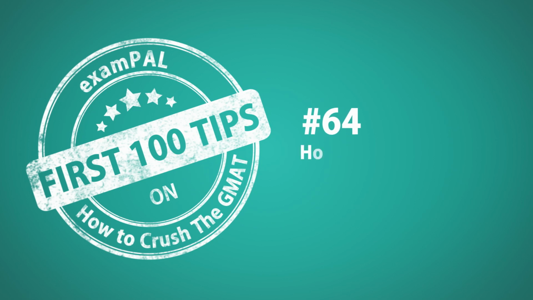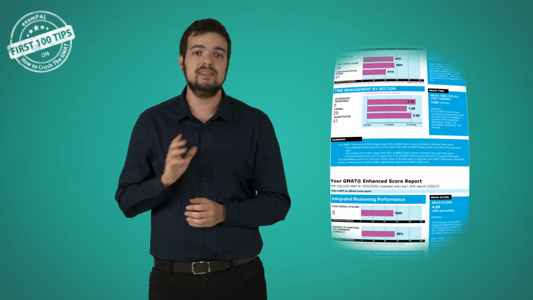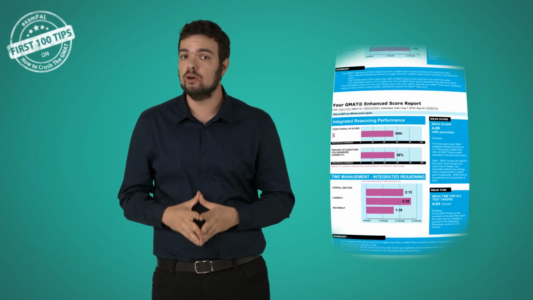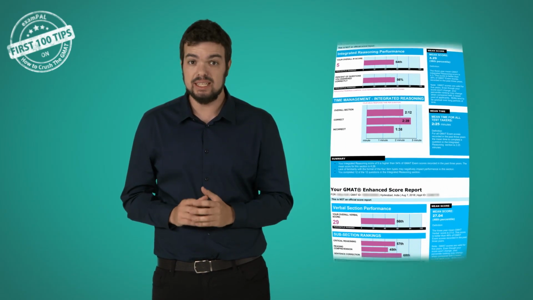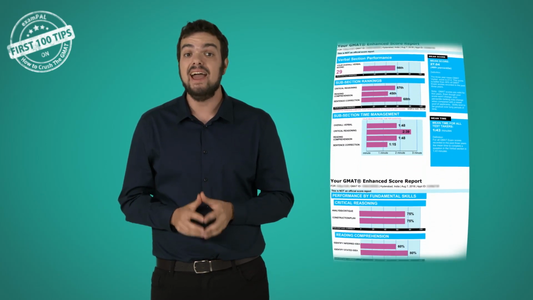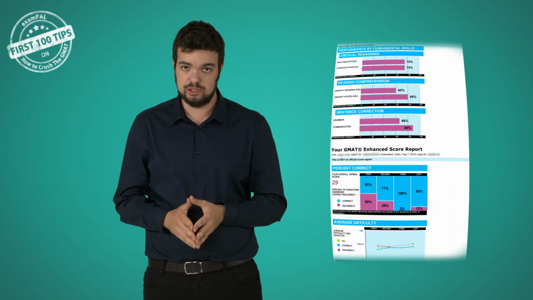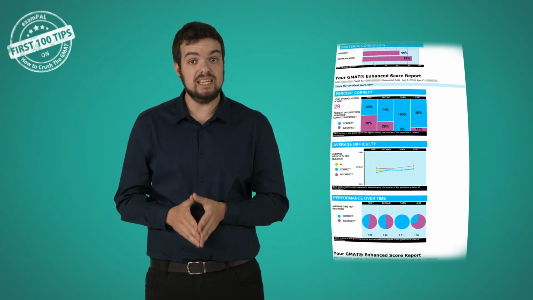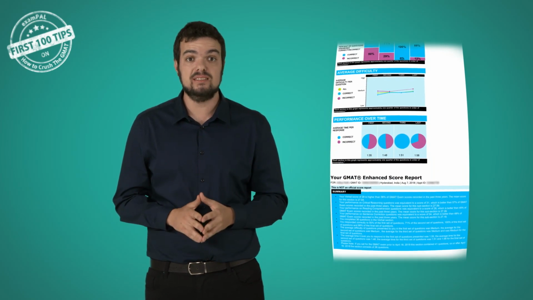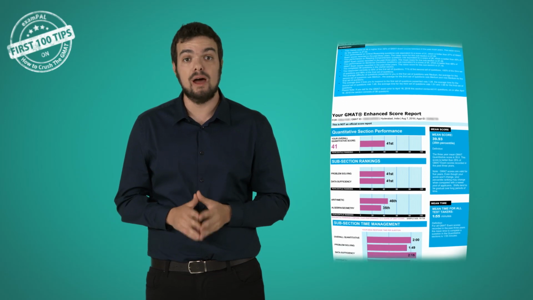Number 64. How to use the ESR. If you've already taken the GMAT, you can order the Enhanced Score Report, ESR, to analyze your actual performance in the test. For the entire exam, the ESR shows you your average time per question, per section, and compares this to all test takers. For the quant and verbal sections, it tells you both your percentile score and average response time for each subsection, and gives you data on your progress throughout the test.